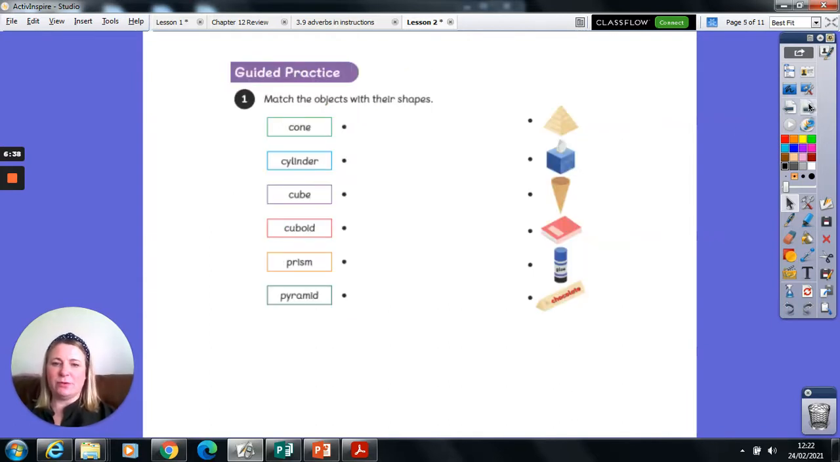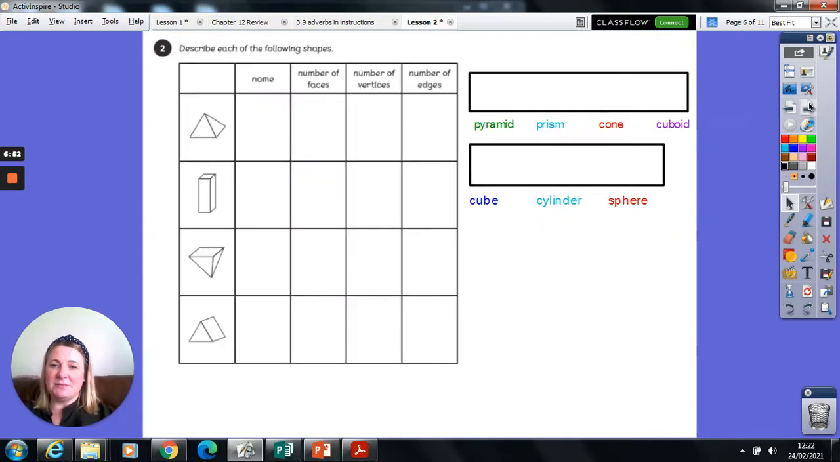Okay, this is a bit more straightforward for you. All you have to do is match the objects with their shapes. So I'm going to ask you to pause and I will go through the answers with you. There is, I believe, a second page. So pause long enough to take a look at those. On the second page, all you have to do is name the shape. I have put the names along here for you to help you. Say how many faces it has, the number of vertices, and the number of edges.